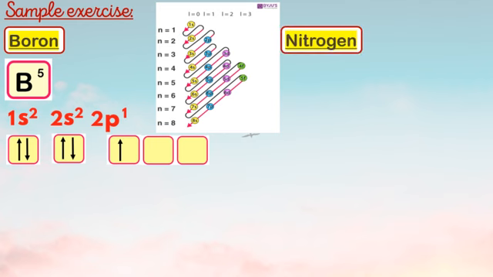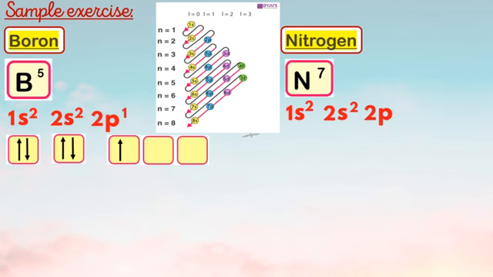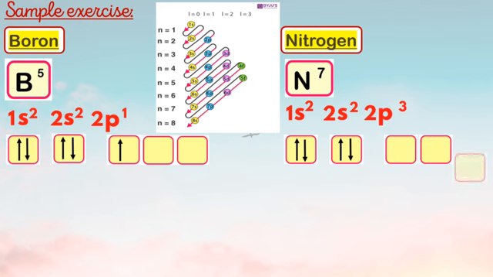How about nitrogen? Nitrogen is symbolized by N, having 7 electrons: 1s2, 2s2, and 2p3. For 1s2, since it is s, one orbital only, so arrow up, arrow down. In 2s2, again it is s, so one orbital only but 2 electrons, so arrow up, arrow down. In 2p3, since it is p, we now have 1, 2, 3 orbitals.